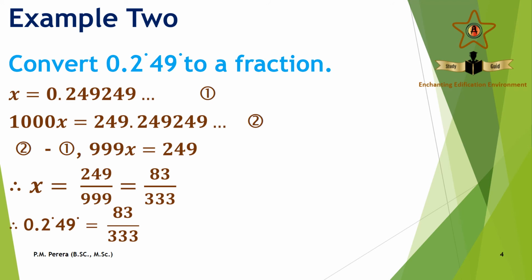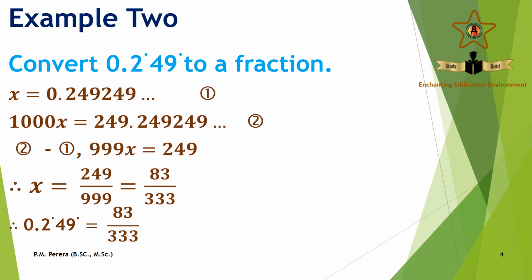999x is equal to 249. So x is equal to 249 over 999, which can be divided by 3. Now we get 83 over 333. So 0.249 recurring is 83 over 333.